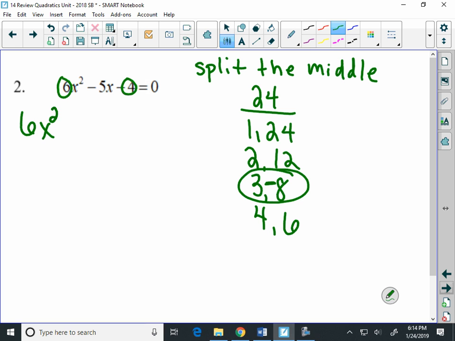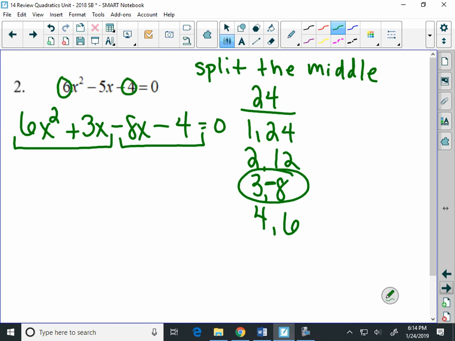We write down the 6x squared, and the minus 4, and then it's going to be plus 3x minus 8x. And then we're going to factor by grouping. You know that I like this method a lot because it has 3 different methods in it. We just split the middle. We split the negative 5x into 3x minus 8x. Now we're grouping because we have 4 terms. And then within the grouping, we have to find the greatest common factor in the first group and the greatest common factor in the second group.